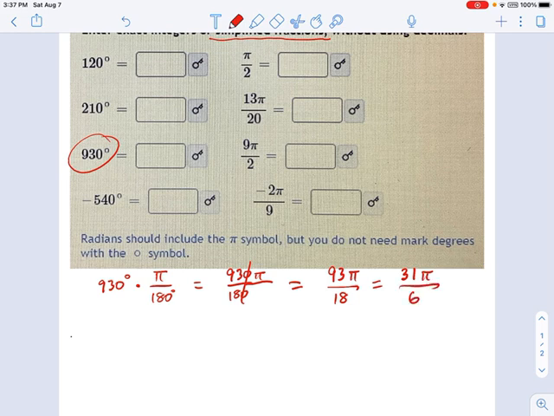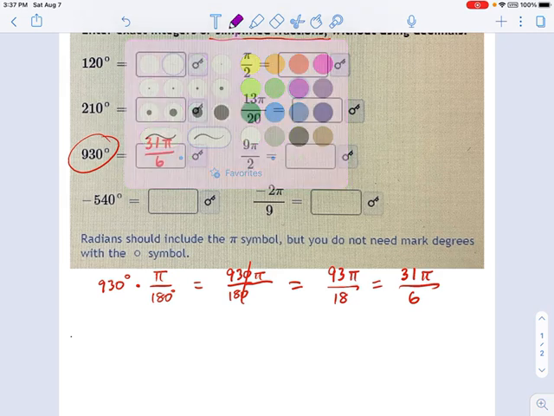18 divided by 3 is 6. So I have 31 pi over 6. And that cannot be reduced any further. So this is 31 pi over 6. That's how I would enter the answer here. Okay? Let's try another one.